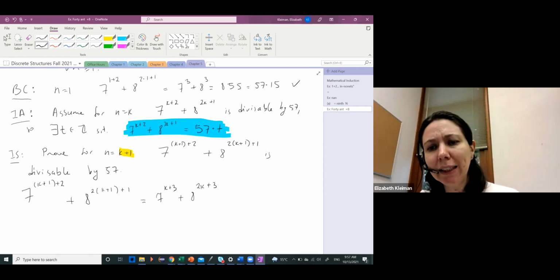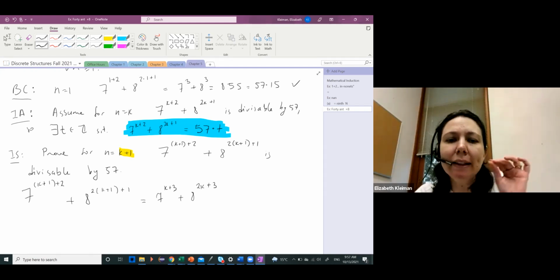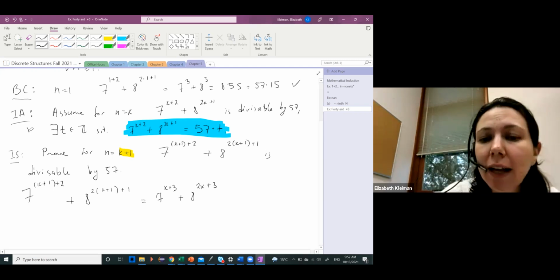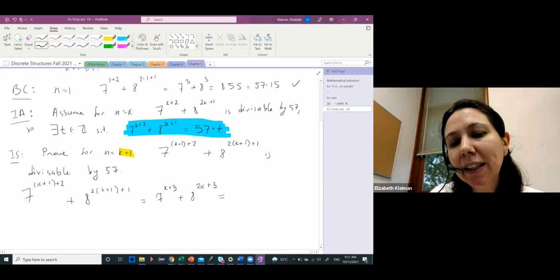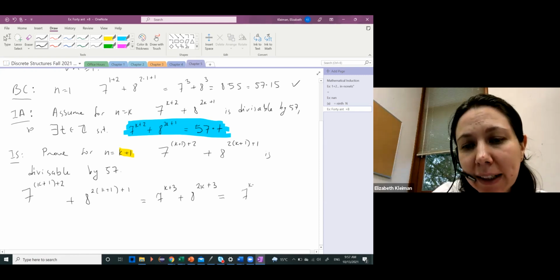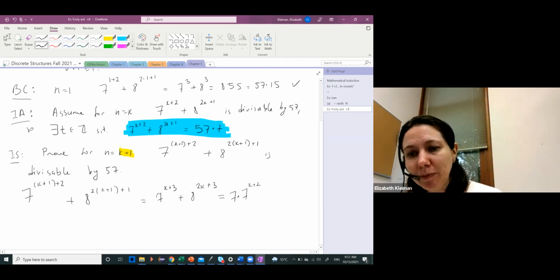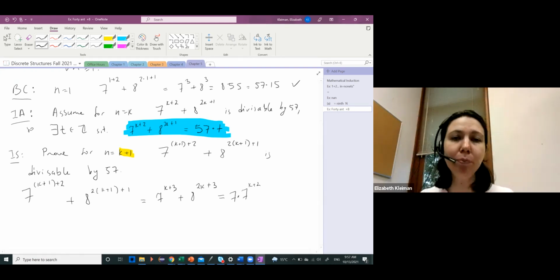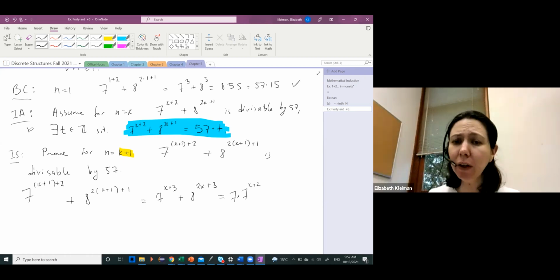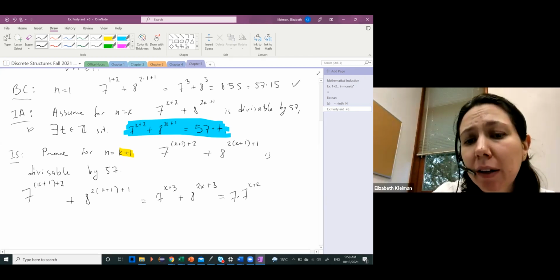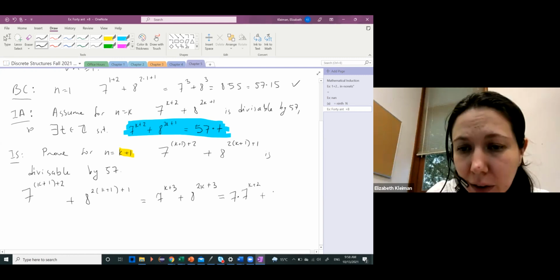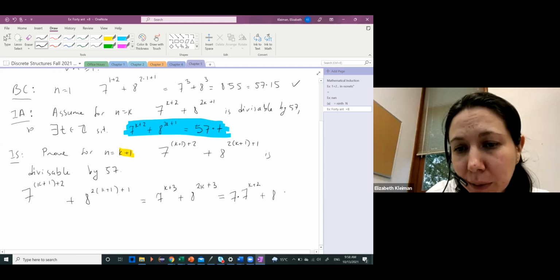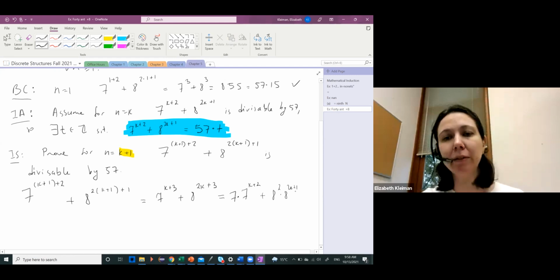I just opened parentheses and added everything. It's not exactly what I want. So now I'm going to put it to the form I want. In order to get 7^(k+3) out of the 7^(k+2), I have one extra 7, which I'm going to put like this. This is just properties of powers, correct? You add powers, so this is still the same. Now in here, again, I have 2 useless 8s, so it's going to be 8 squared multiplied by 8^(k+1). Agreed?